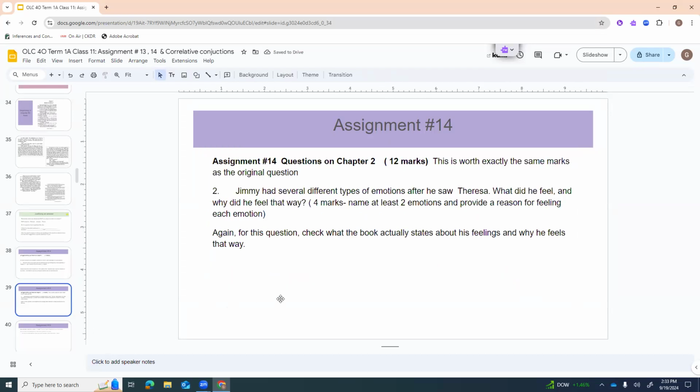Okay, number 2. Jimmy had several different types of emotions after he saw Teresa. What did he feel and why did he feel that way? This one is worth 4 marks. Name 2 emotions and provide a reason for feeling each emotion. So he felt this emotion because this was going on. He also felt this other emotion because this other thing was going on. Again, check what the book actually states about his feelings and why he feels that way.